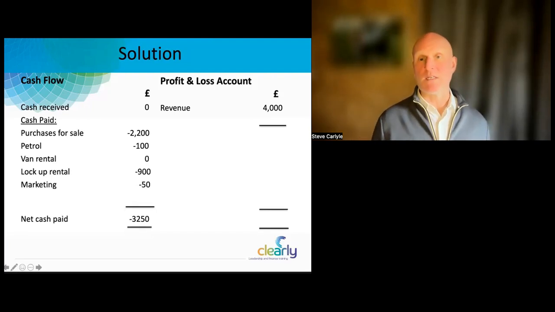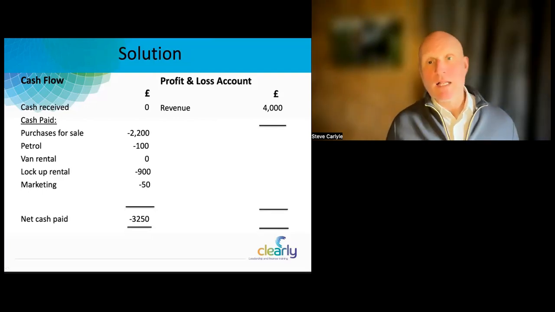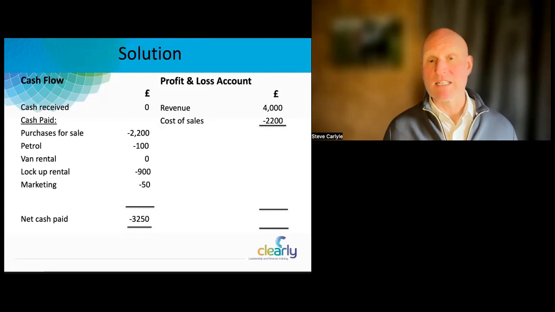So we put the income in when we earn it. We earned it in January. We didn't receive it yet, but we did earn it. So we put it in. Then we put the cost of sales in. Now, in this example, the cost of sales is an example of where we had expenditure that was paid in the month and it was also incurred in the month.